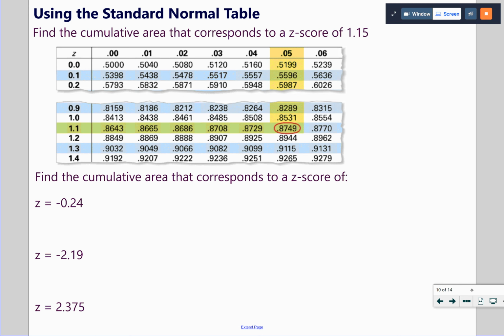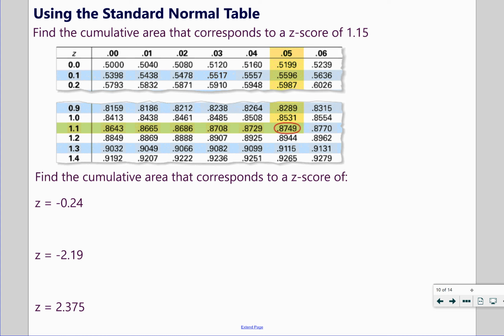So, using your table of values, if we have nice, pretty whole numbers, we can use the empirical rule with those percentages we talked about before. But most of the time, our z-scores are not nice, pretty whole numbers. So we use tables of values in technology to figure out what the area to the left or to the right or between specific values is.